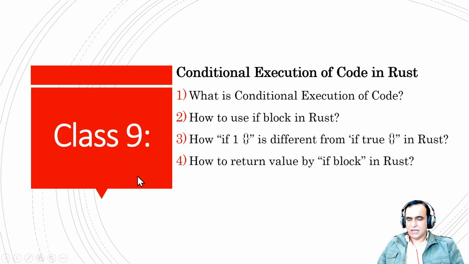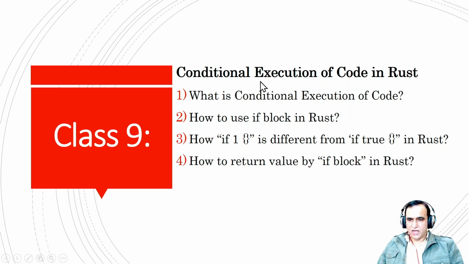So in this class number 9, we are going to learn conditional execution of code in Rust. First of all, we have to understand what is conditional execution of code, how to use if block in Rust, and how the if block we write is different from if true in Rust. We try to understand it by practical, and how to return a value by if block in Rust. Remember that this if block also returns a value. So how can we use it like that?